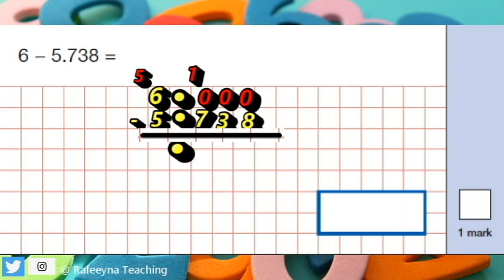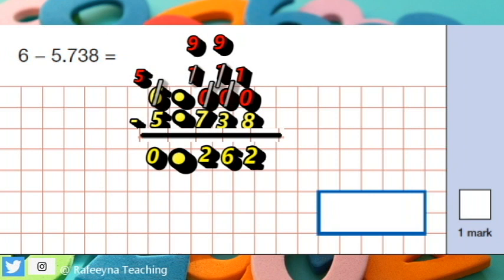I then carry over the 1 to the tenths column. Continue to borrow and carry a 10 to each column. This leads us to 10 minus 8, which equals 2, 9 minus 3, which equals 6, 9 minus 7, which equals 2, and 5 minus 5, which equals 0.